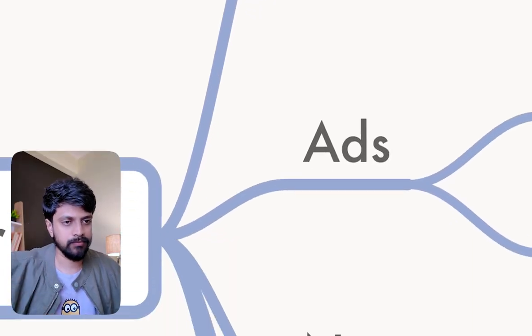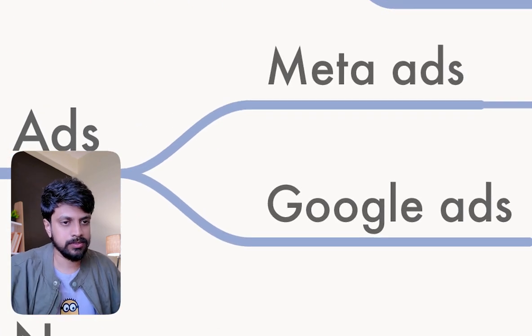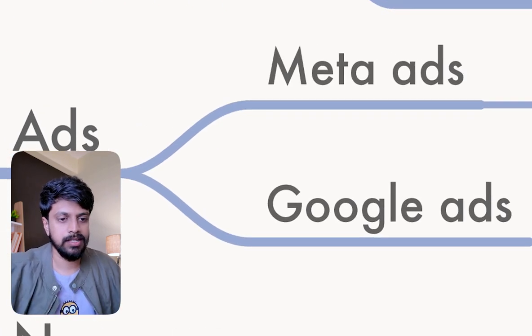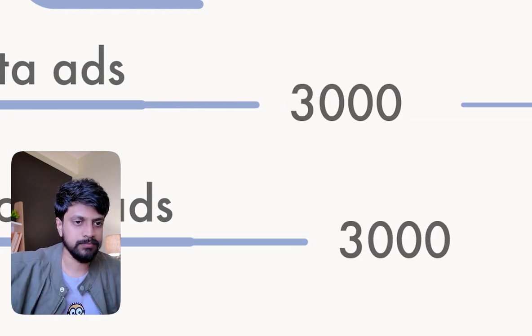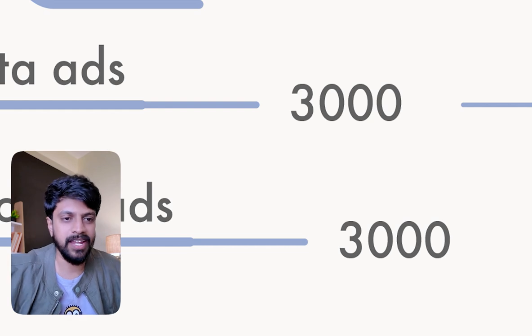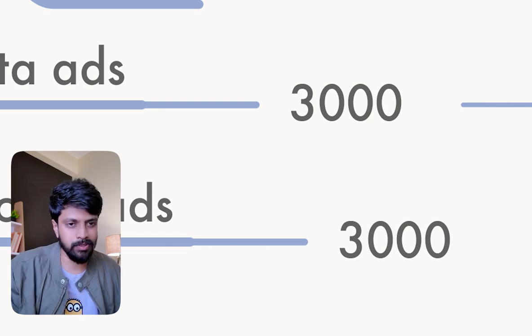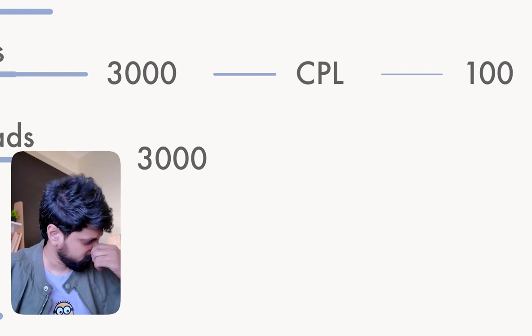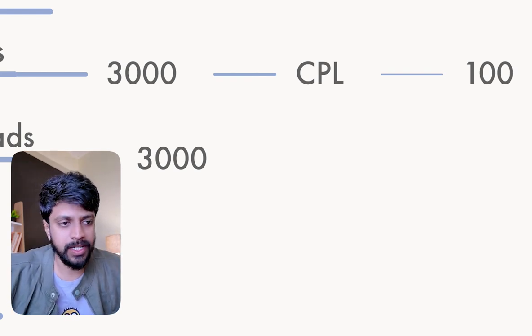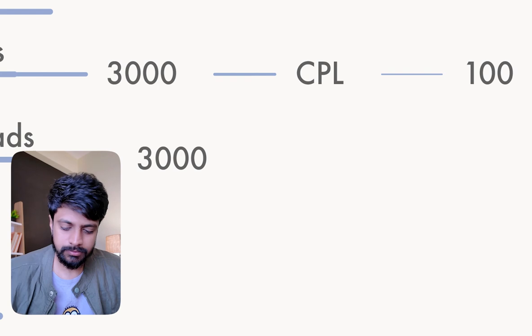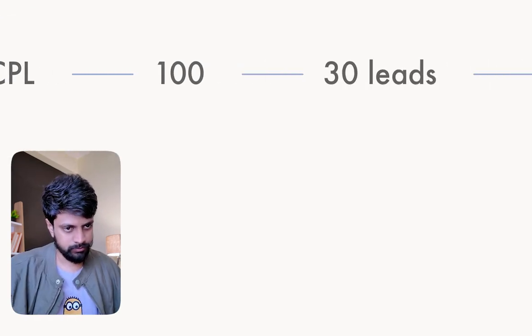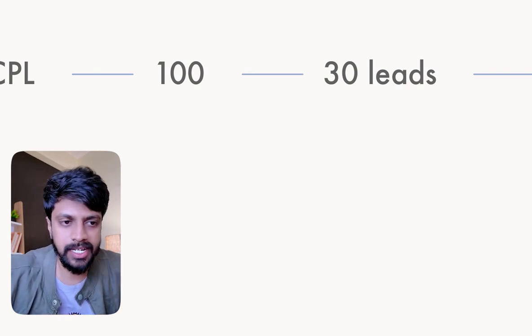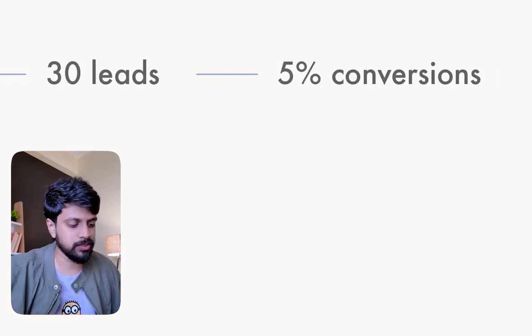And next would be ads. You can go with Meta ads or Google ads. Let us imagine you have a budget of 3,000 rupees, which you can spend on ads. Approximate cost per lead, we call it CPL, which is cost per lead. On advertisement, if you get it at 100 rupees, you can still generate 30 leads. CPL is 100, you can generate 30 leads, out of which let us consider 5% conversions.